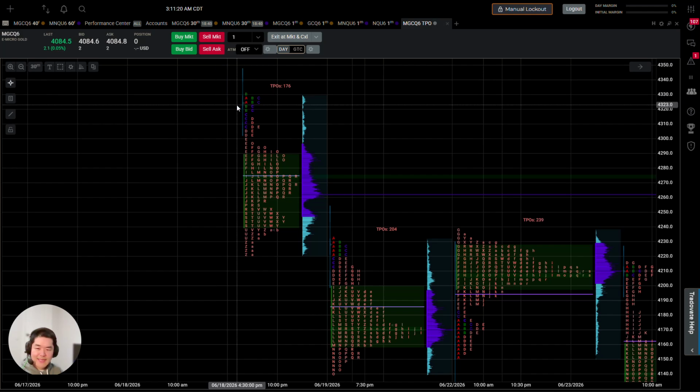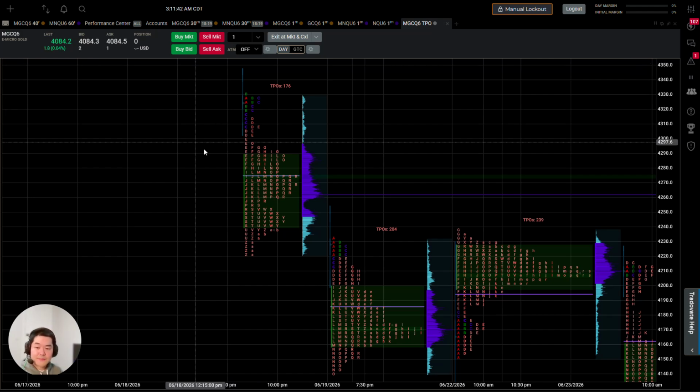You will see the letters A. All these letters represent a 30-minute period in time. The first letter A representing the very first 30 minutes of the trading session or day, and B being the second 30 minutes of the trading session or day.